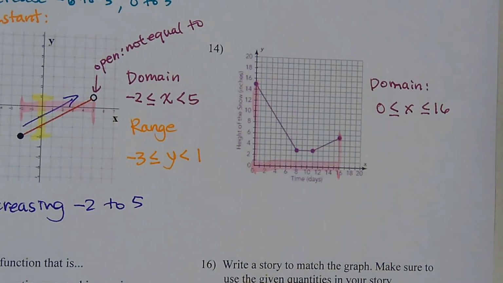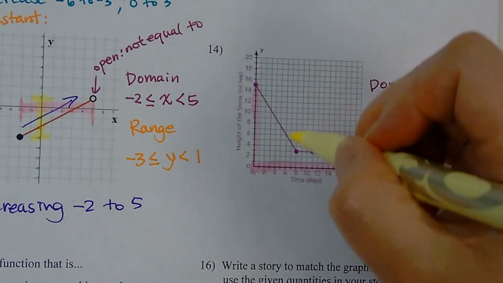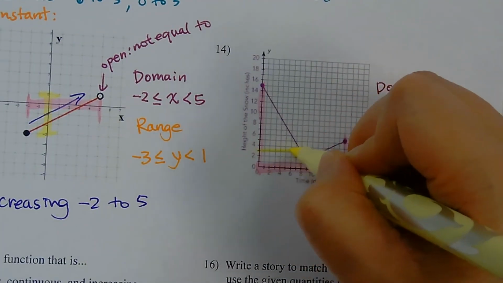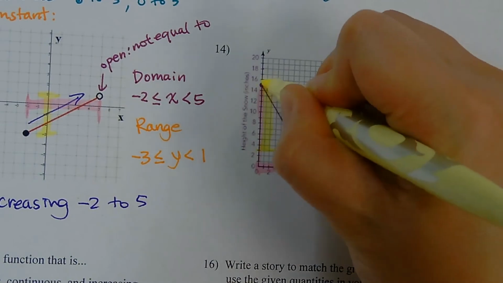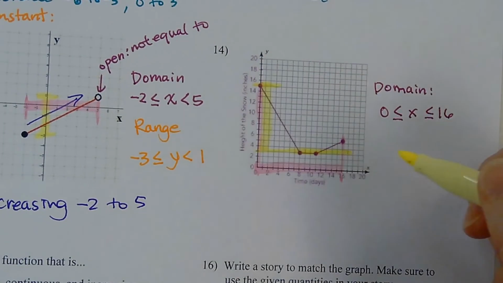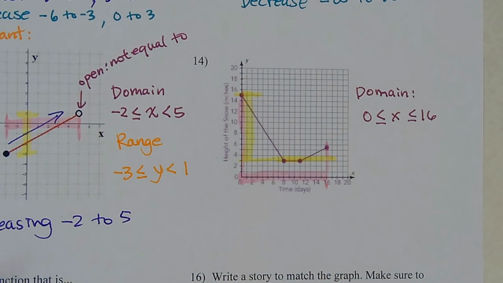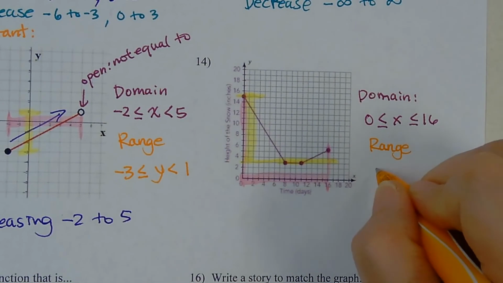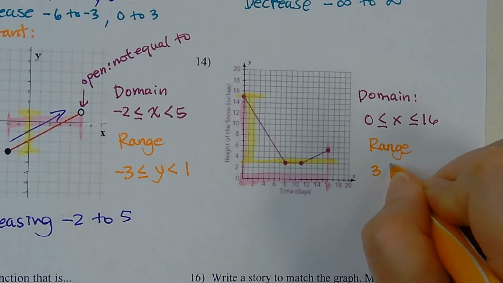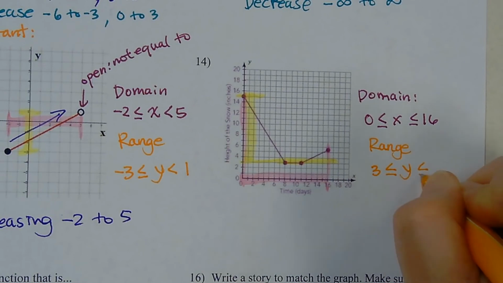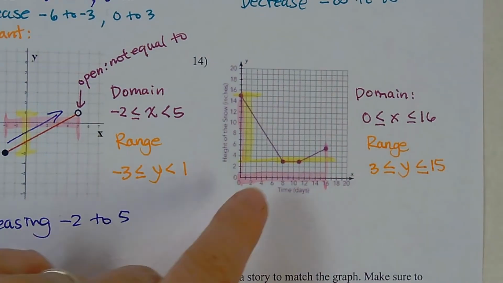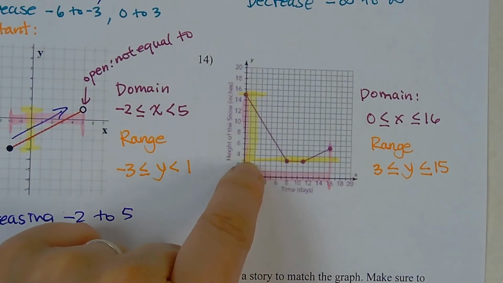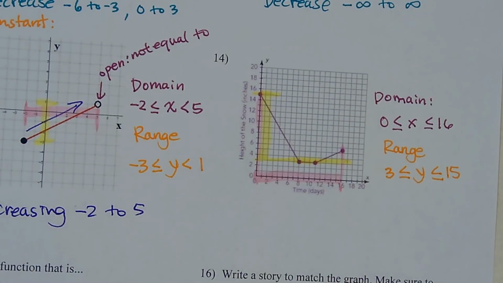Our range is going to be from, how low does it go? Oh, this is the lowest point right here, right? See this point right here? So that's 3. It goes all the way up to 15 right there. So our range is from 3 less than or equal to y, which is less than or equal to 15. Remember, it's not how low the y-axis goes, it's how low the graph goes. And the graph goes as low as 3.